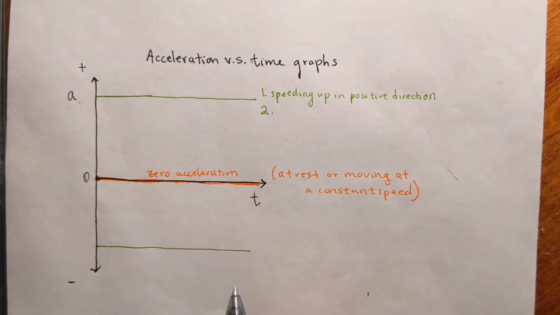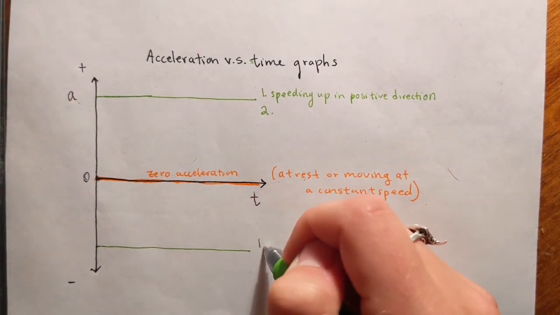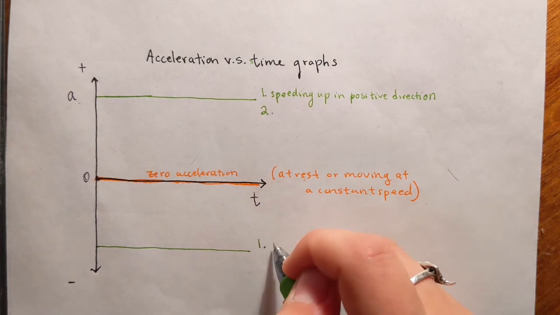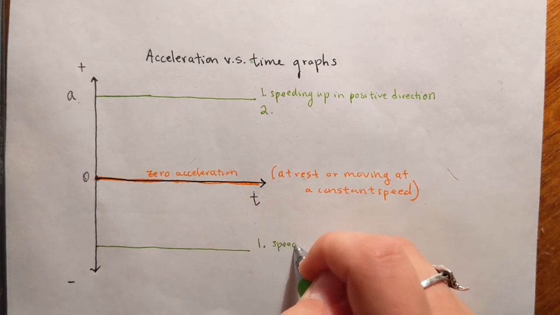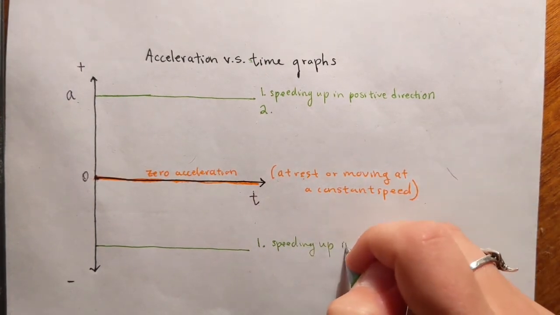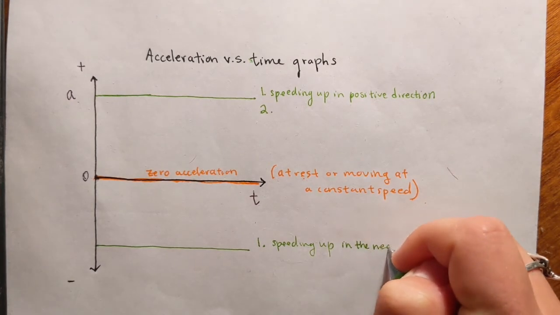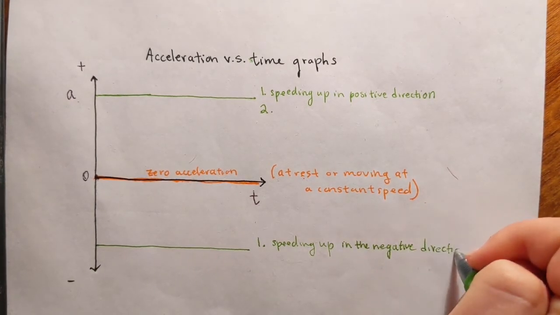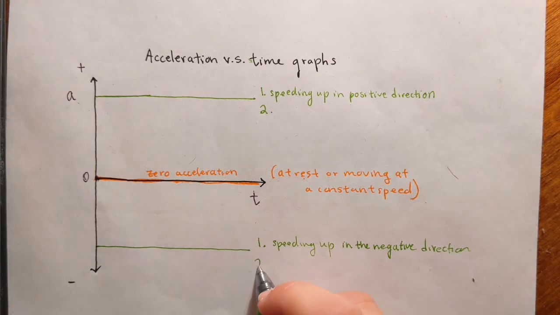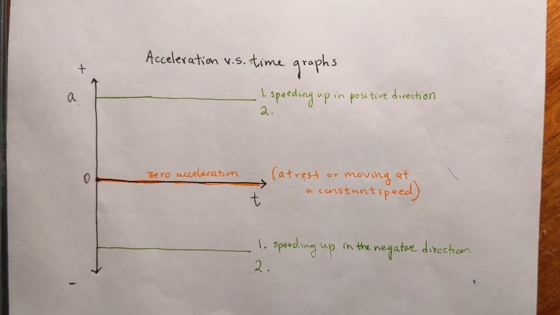If you see a negative acceleration, that can mean that the object is speeding up in the negative direction. Okay, it can also mean something else. We'll get back to that later.